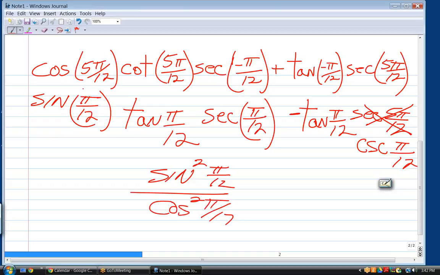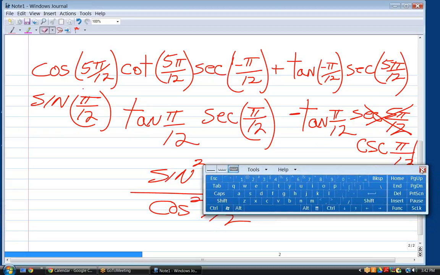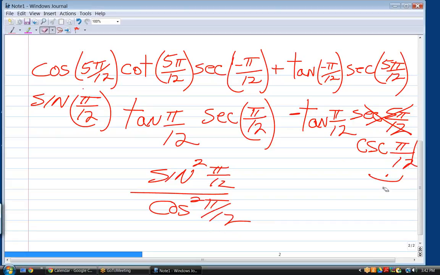Let's turn that into a single trig function. Let's not yet. Let's leave it like that for the moment, because we don't know what this is going to turn into. In other words, we don't want to force that into tangent, which is what this is going to turn into, tangent squared of pi over 12. Let's work with this part over here on the right.